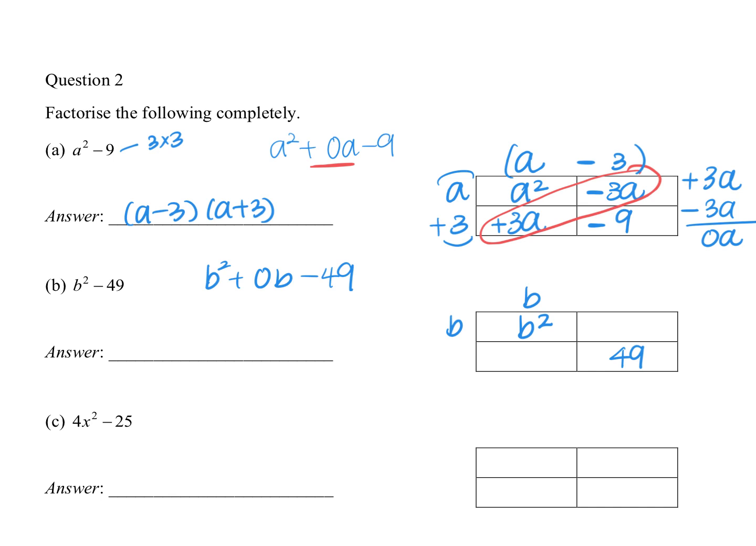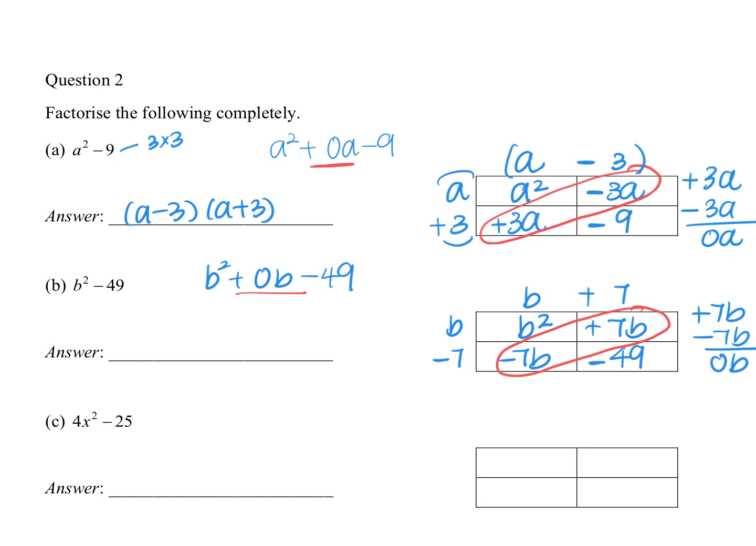We're going to look at 49. What times what can give me 49? So that will be 7 times 7. Okay, and my question over here, this will be times 7. That will be 7b. And then this one over here will be b times 7, also 7b. Right? And remember, I want these two to become 0. So this is 7b, but I want them to become 0b. No b at all, so 0b. That means one is plus, the other one is minus. So I just put 1 plus, 1 minus. And this will be negative 49.